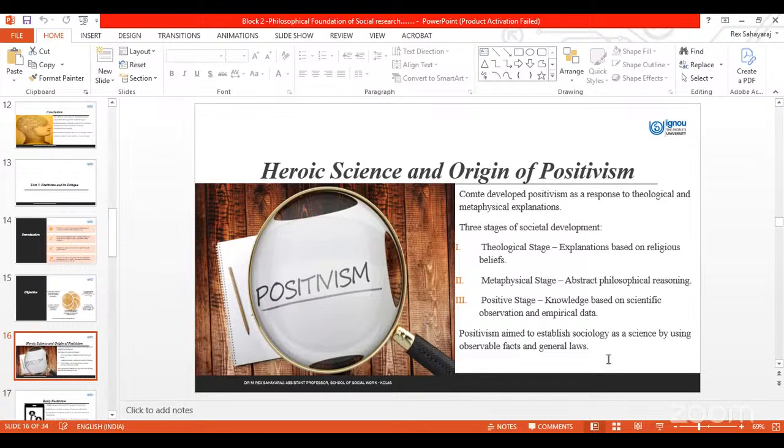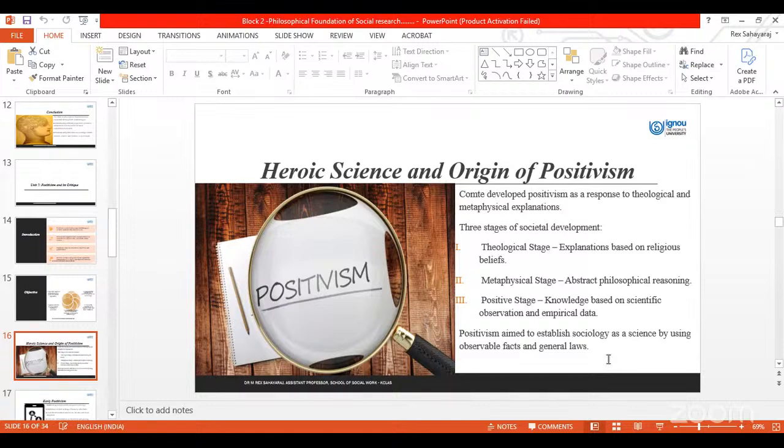So the positive stage is knowledge based on scientific observation and empirical data, right? You smoked, therefore you got cancer. You put a scientific observation into it. So all those who smoke will get cancer. What is the scientific observation on it? Where is the empirical data? When you come with empirical data, then it's a positive stage.